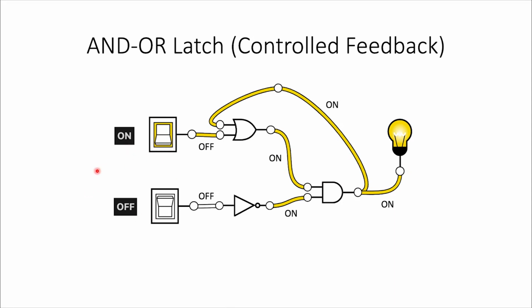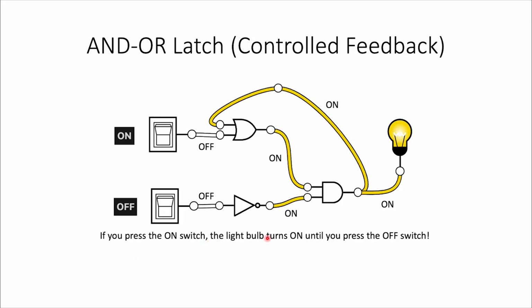So let's see what happens when you turn the on switch back off. If I turn this off, the OR gate is still going to output a 1 because there's a 1 coming in from this AND gate. And there's still 2 1s going into the AND gate, and so this output is stable. So the circuit is stable again.